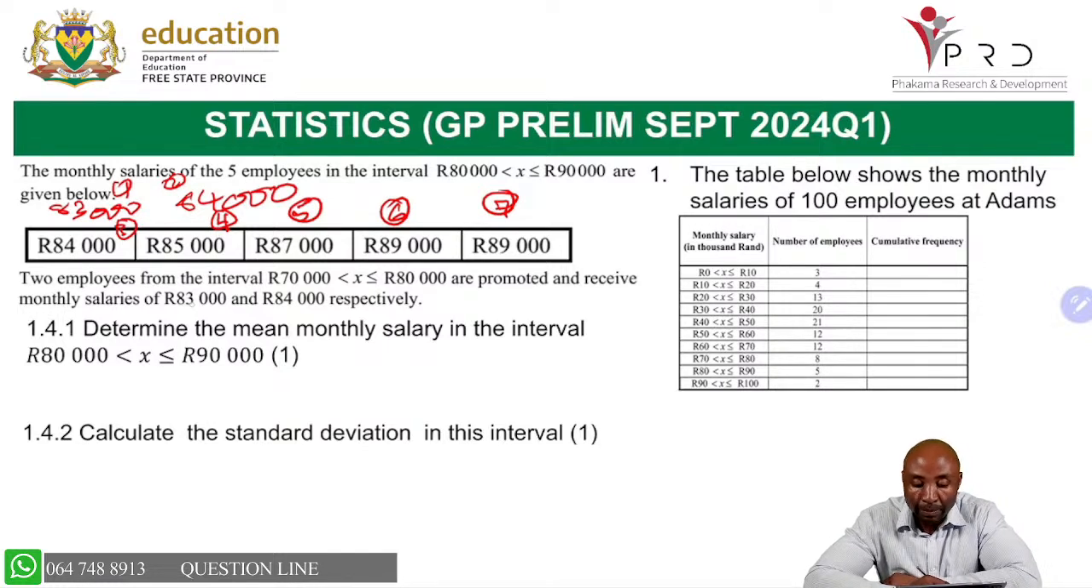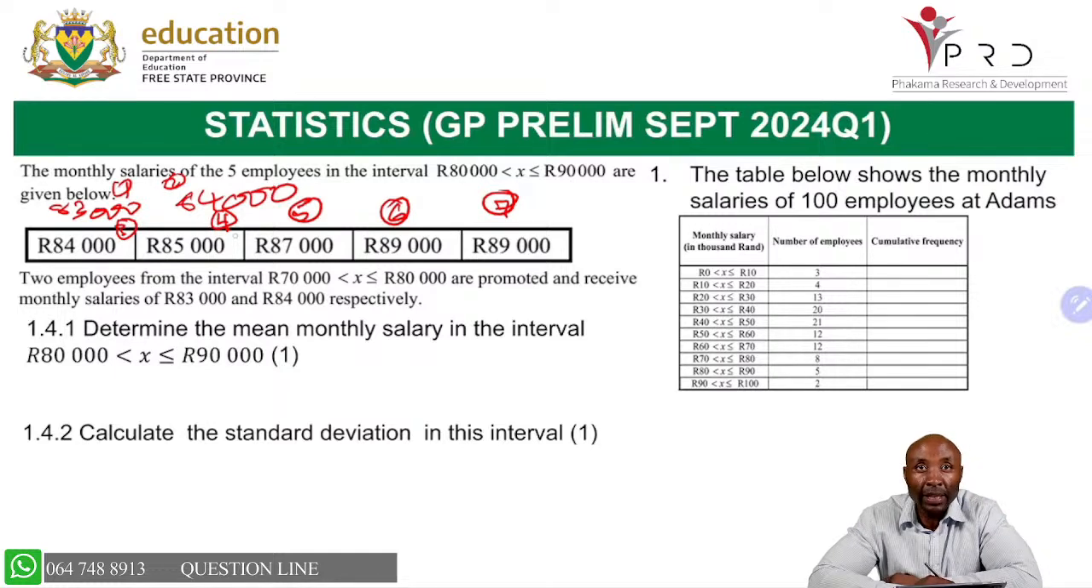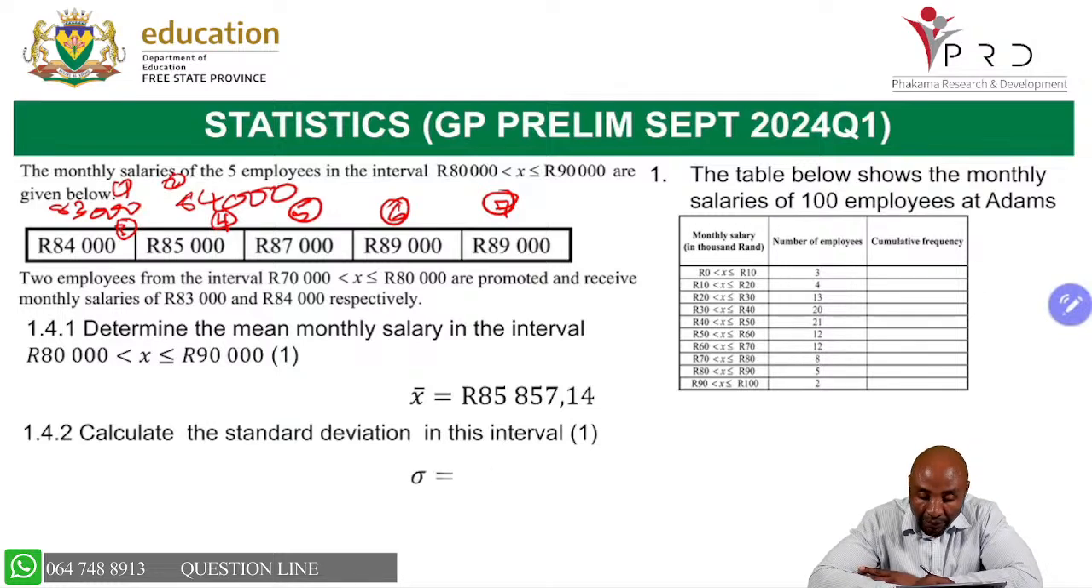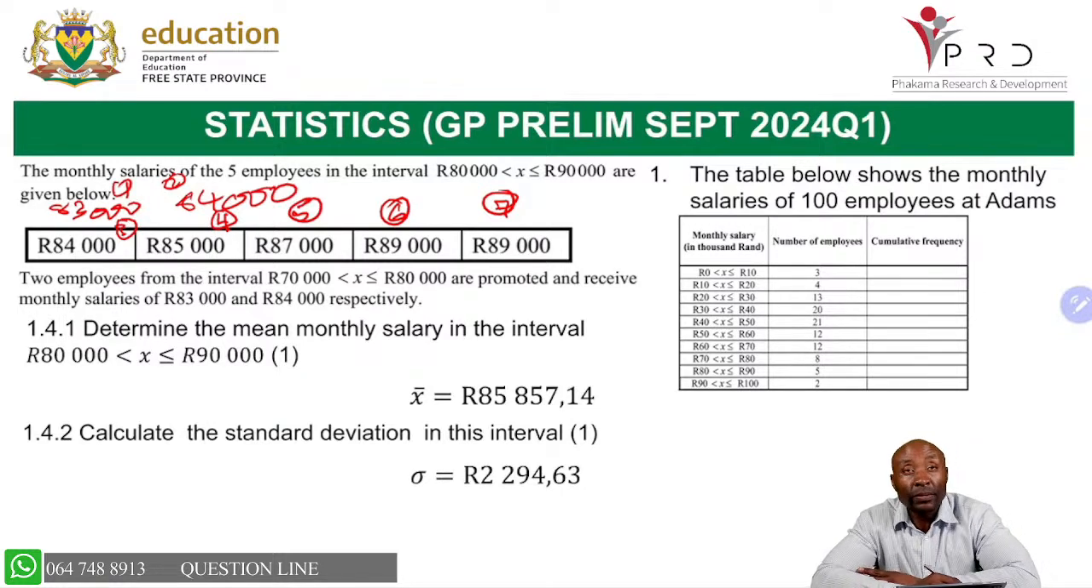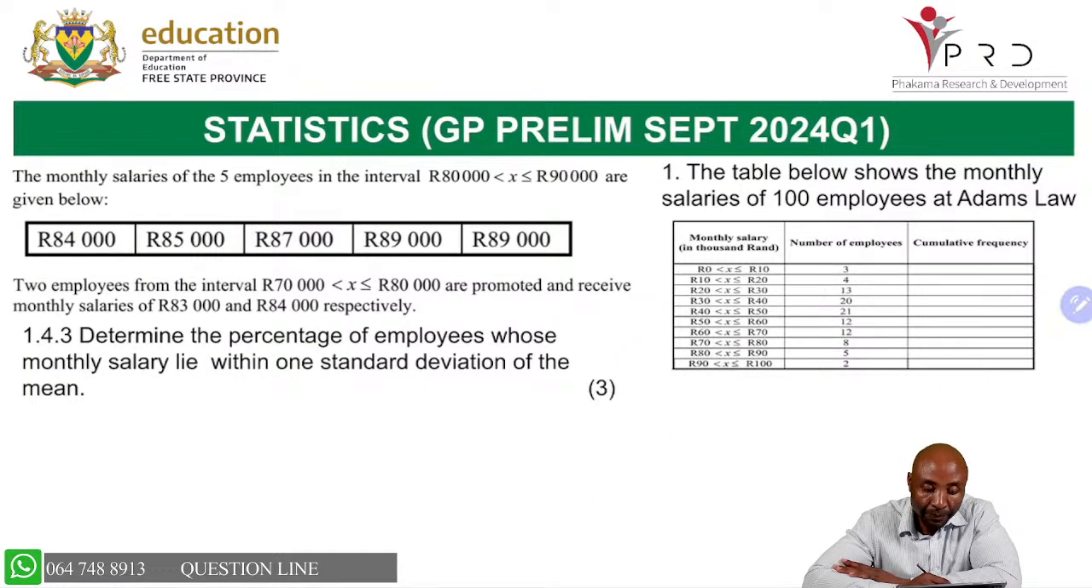So to determine the mean monthly salary, we add these 7 data items and we divide them by 7 and we get our mean as 85,857.14. And then the standard deviation for this interval, we should get 2,294.63 rands. So that is the answer there. And then we move on to the next part.